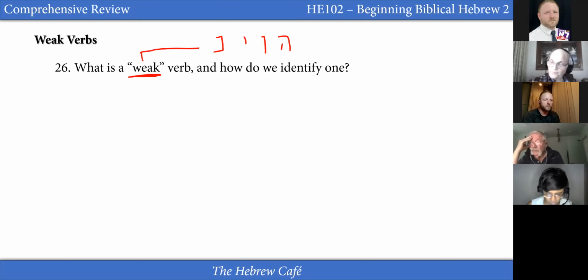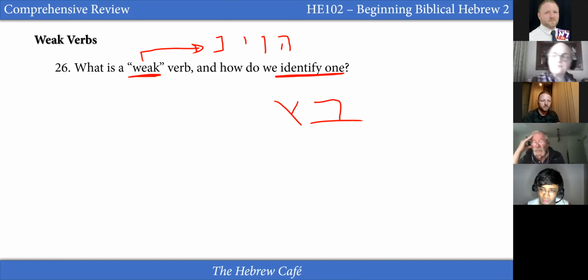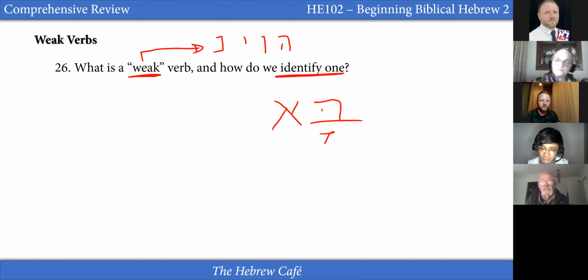Right. A weak verb is one in which a letter disappears. It's specifically one in which a letter disappears. The gutturals aren't considered weak because the consonants do stand. They don't disappear. So we identify it because many times it looks like a two-letter root because one of these drops out. So ba, he came. You can see that it's a weak verb because there's two letters.